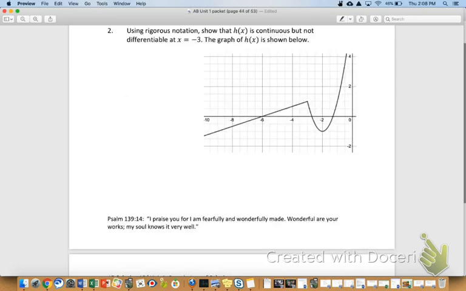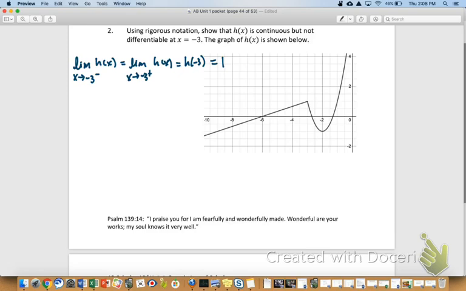But there's one more. I'm really hoping that the continuity thing came together for you. So if we wanted to show that this is a continuous graph at x equals -3, I would write something like the limit as x approaches -3 from the left of h of x equals the limit as x approaches -3 from the right of h of x, and they both equal h of -3, don't they? And what's the actual y value for that x value? 1.